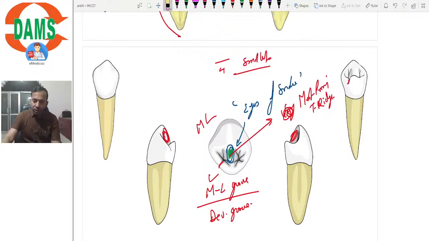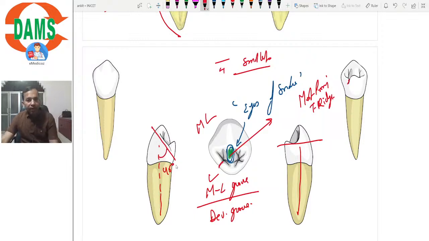क्लियर है? In all the posteriors, the marginal ridge is perpendicular to the long axis, but the mesial marginal ridge of lower first premolar is inclined at an angle of 45 degrees, right?